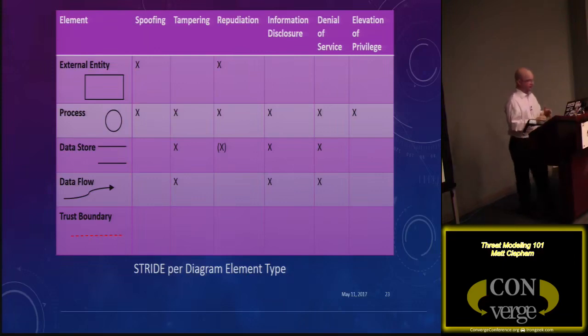And for a data store, one interesting thing is if it has logging data, then you have to be concerned about repudiation as well. But a trust boundary doesn't really have any threats. It's just a concept. It's something that helps you understand whether you need to worry about threats on either side of it.